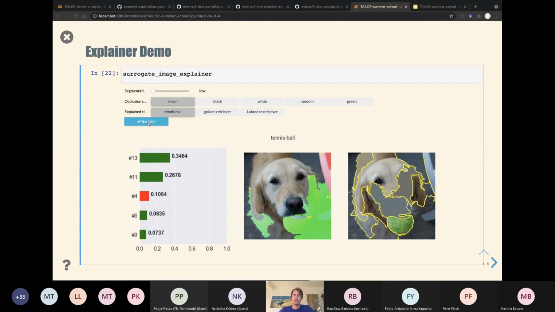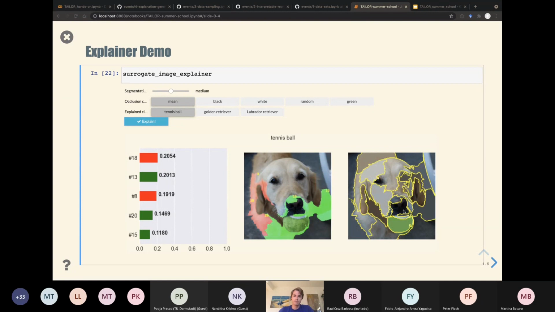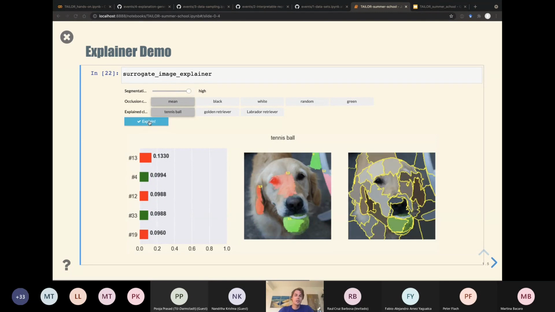Another interesting aspect of this explainer is the granularity. If I change the granularity from low to medium, so we'll get more segments here to the right, you again see that the explanation changes. And the very interesting thing about the mean color occlusion, which is actually the default option in Lime, is that as you increase the number of segments, and even if you occlude all of them, you can still kind of tell what the image shows.